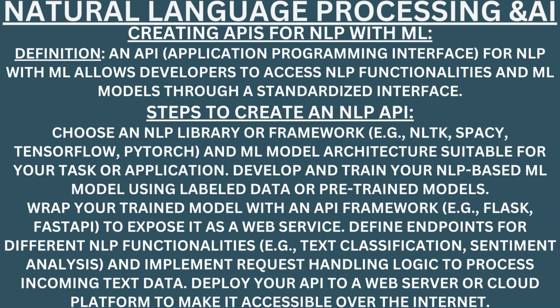Definition. An API, application programming interface, for natural language processing with machine learning allows developers to access natural language processing functionalities and machine learning models through a standardized interface. Steps to create a natural language processing API.